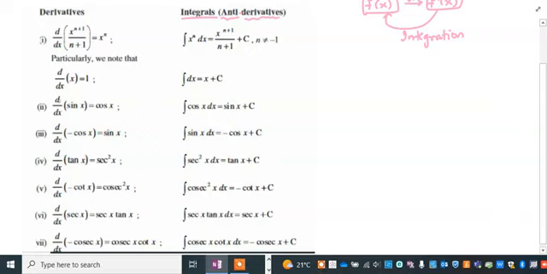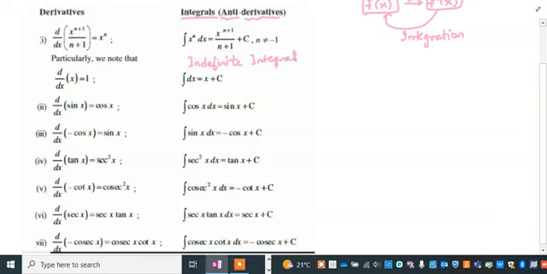For example, we know that the derivative of sine x is cosine of x. So when we talk about integration, we'll have the formula as integral of cosine x dx as sine of x plus c. We add the constant of integration because here we are talking about the indefinite integral. We will talk about the kinds of integral in another video.